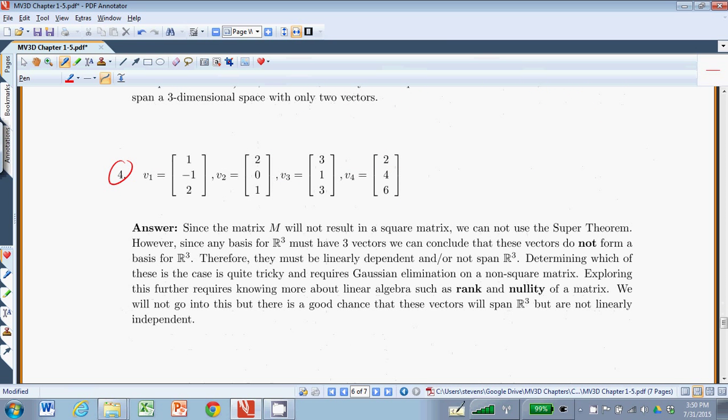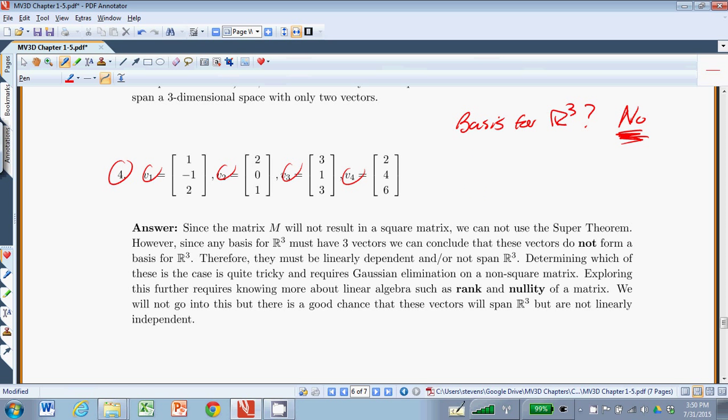For number 4, I actually have too many vectors. I have 4 vectors, all right? And right away, if I ask, is this a basis for R3? Right away, you know the answer is no, because we found a basis for R3. It had 3 elements, so the dimension is 3, and any basis will have 3 terms. So we don't have a basis.